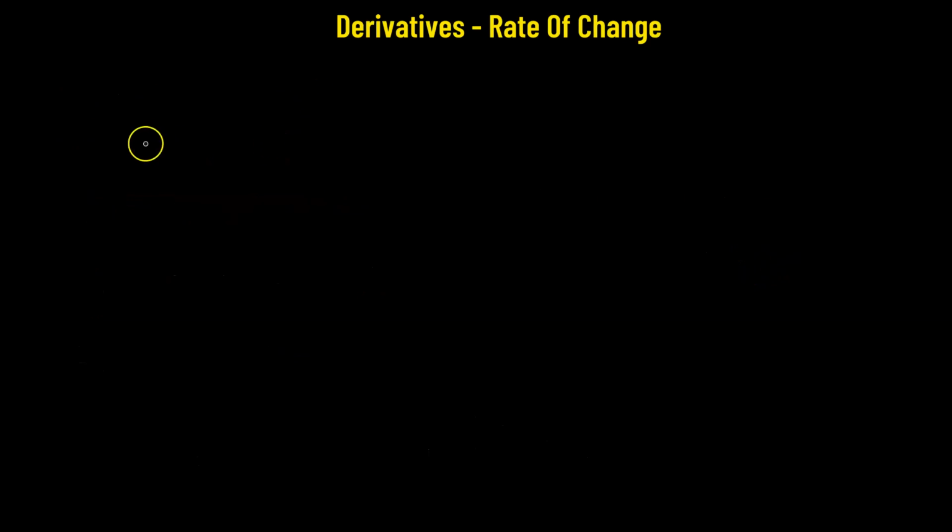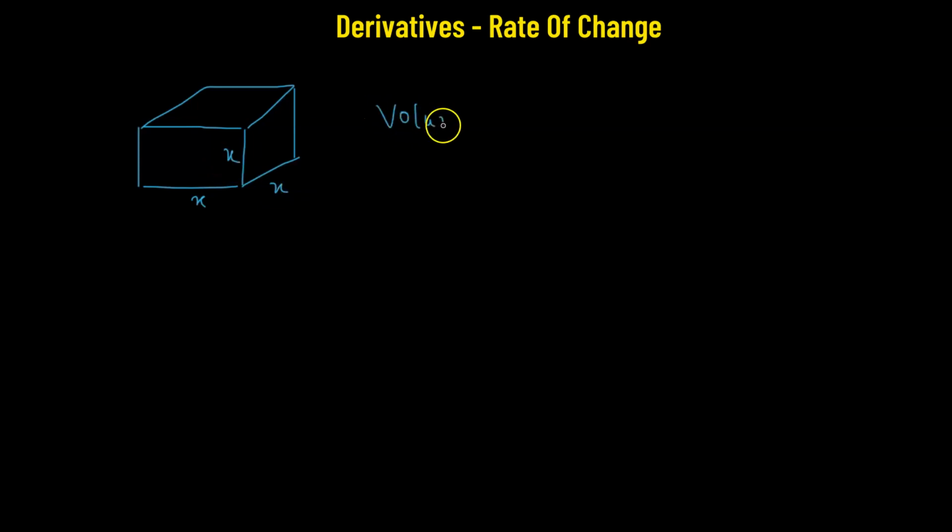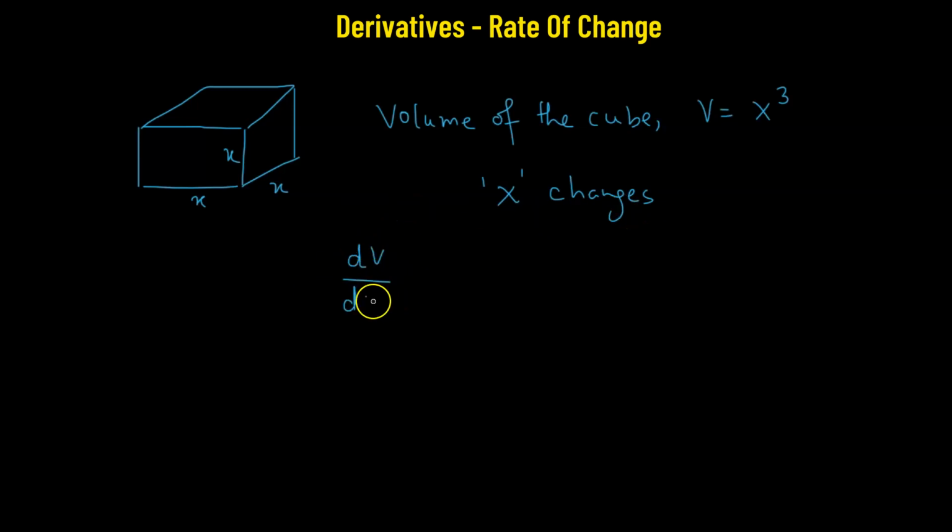The next problem, let's consider a cube. Since a cube has equal edges, this is x, this is x, and this is x. So what will be the volume of this particular cube? The volume of the cube, V, will be equal to x cubed. Now what we want to study is, let's say, the x value changes. That means the edges are changing. What is the change in volume when x changes?